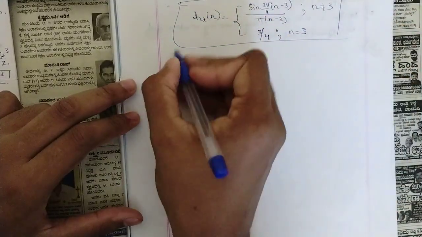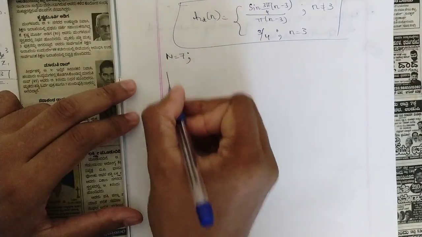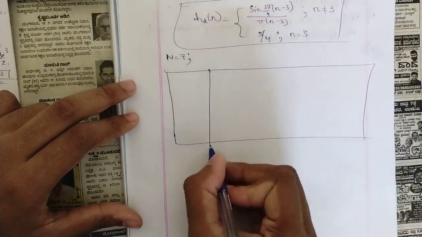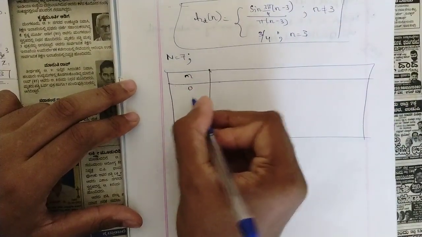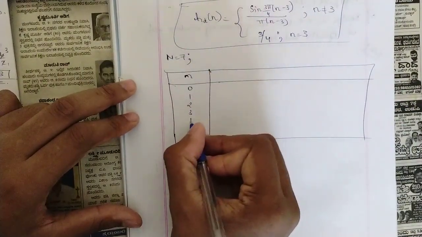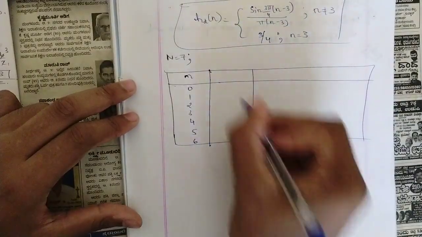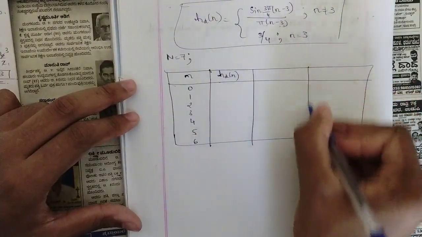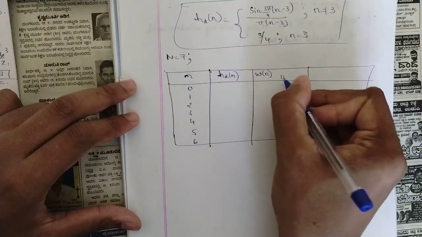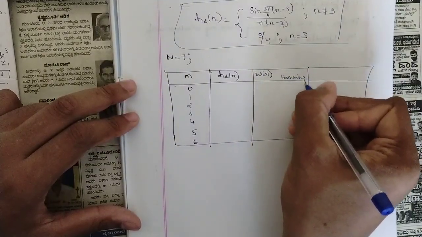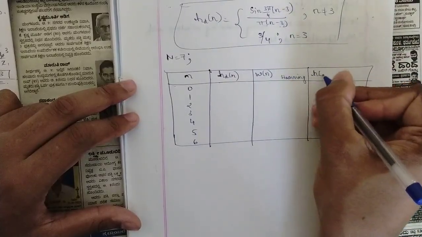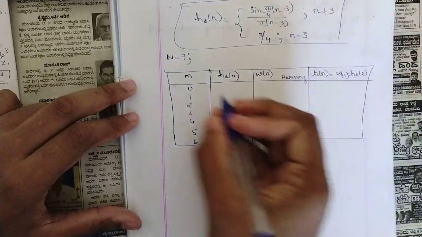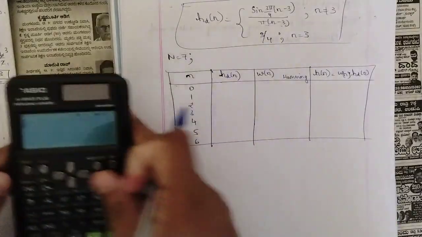Now write the window table for n equal to 7 again. Make 4 columns: all the values of n from 0 to n minus 1, that is 6. Next is hd of n, that is you should be putting this equation in the calculator. Then we have omega n, and in this case we are using the Hamming window, so the equation would be changing compared to the last problem. So finally it is h of n equals omega n dot hd of n. First let's find all the values of hd of n.